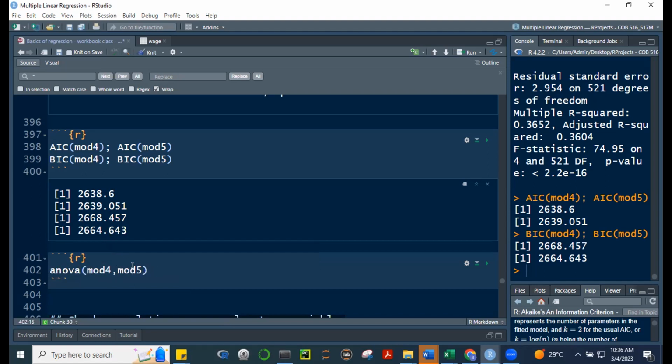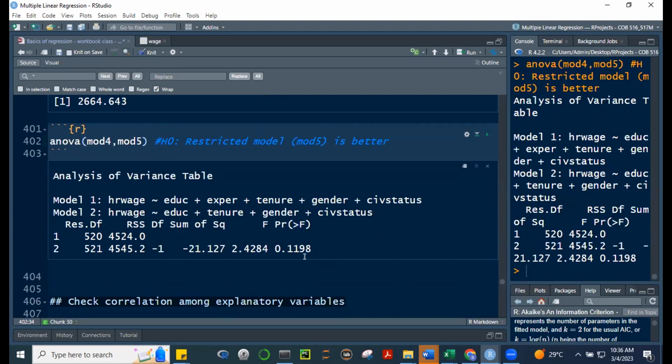Let's see. And remember, go back to the null hypothesis: the restricted model, which is model 5, is better, because in model 5 we removed the experience variable. So let's run this. You can see here that the p-value is 0.1198. So we fail to reject this null hypothesis. So model 5 is better based on analysis of variance. Model 5 is better than model 4.